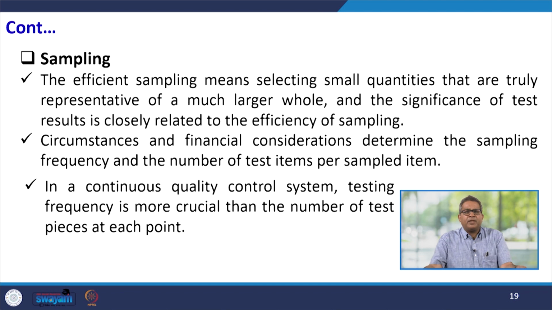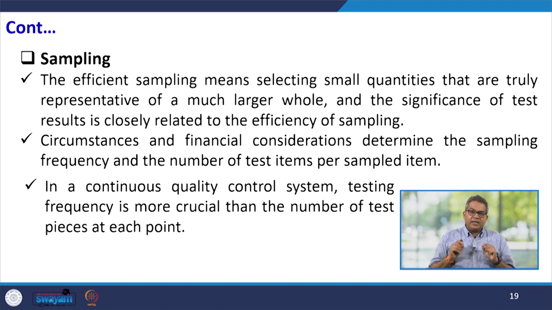Let's talk about the sampling. Efficient sampling means selecting small quantities that are truly representative of a much larger whole, and the significance of the test result is closely related to the efficiency of sampling.